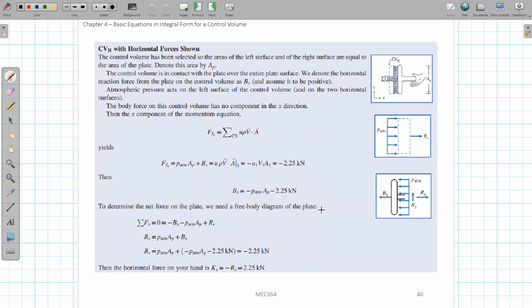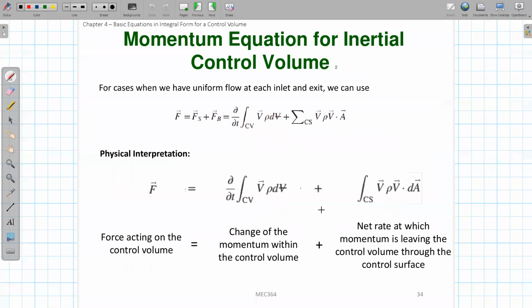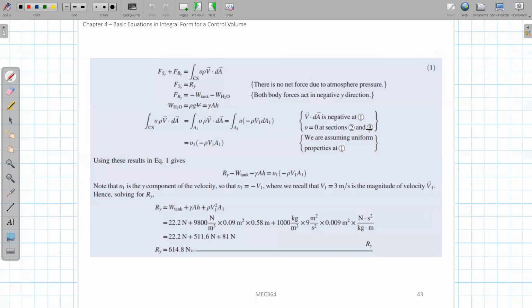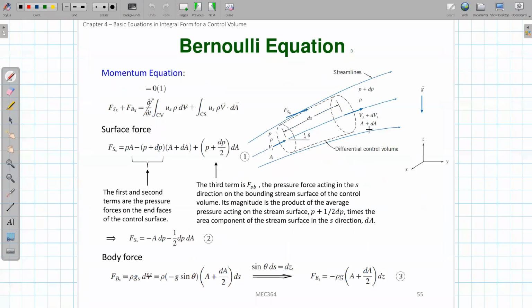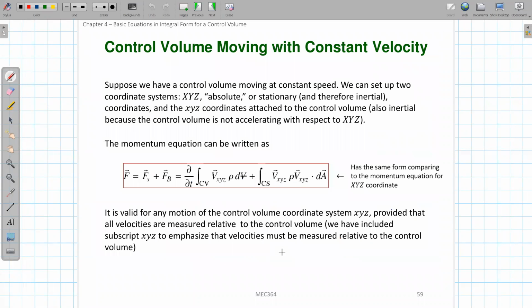What I want to say is that this momentum equation we derived for the control volume, and its component form, and also that special case, the Bernoulli equation, when you have the four assumptions valid, all these momentum equations are only valid for the inertial frame. Okay, so let's talk about a special case: if your control volume is moving with a constant velocity, so which means that now if we assume that we have two.